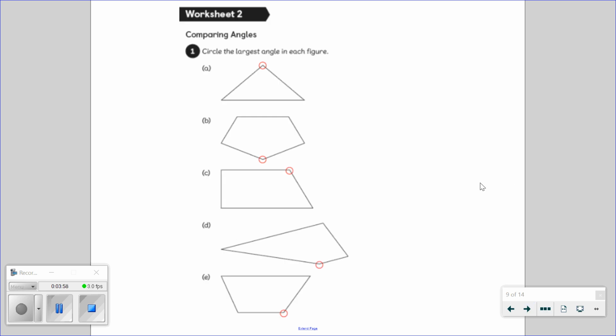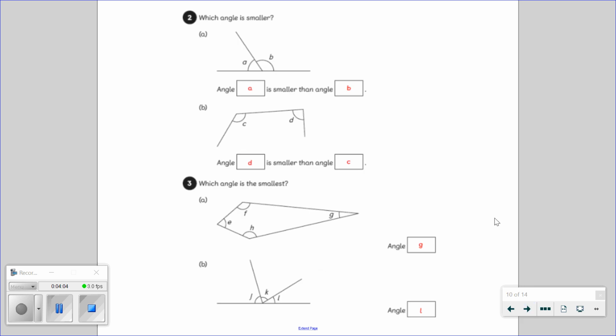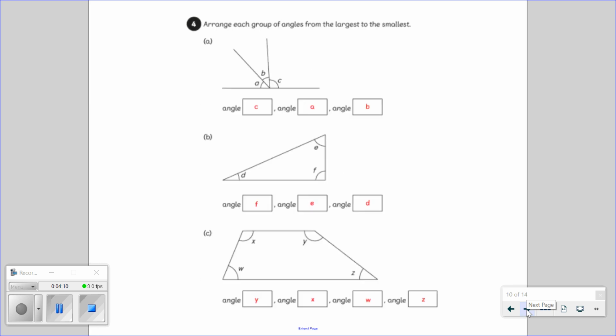So here are the answers to question 1. The answers to questions 2 and 3. And finally, here are the answers to question 4.